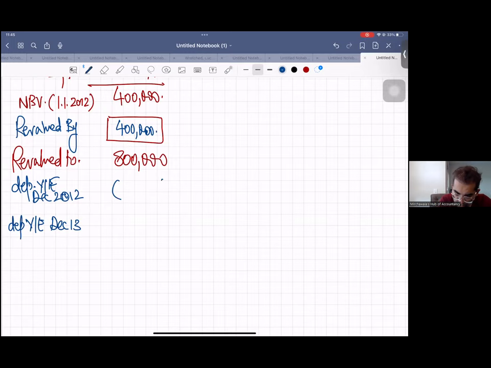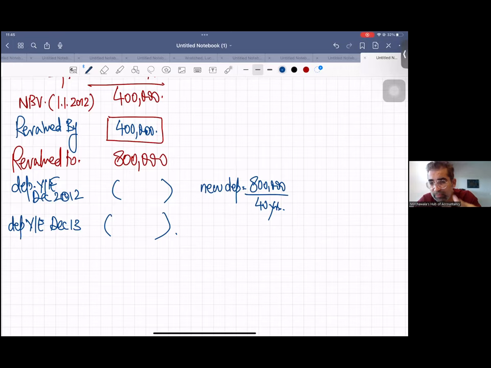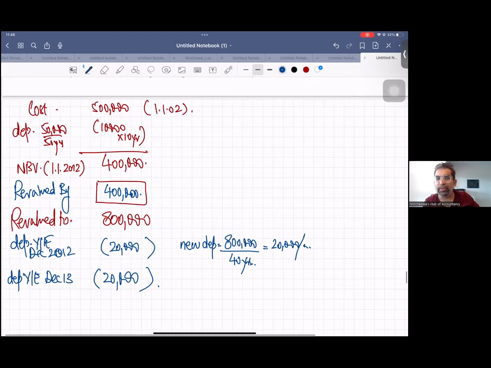The new depreciation will be 800,000 divided by 40 years because there is no change in life. Initially, the life was 50 years. After 10 years, the remaining life is 40 years. So 800 divided by 40 is, I think, 20,000. So 20 and 20. Now, can anybody tell me what is the extra depreciation?